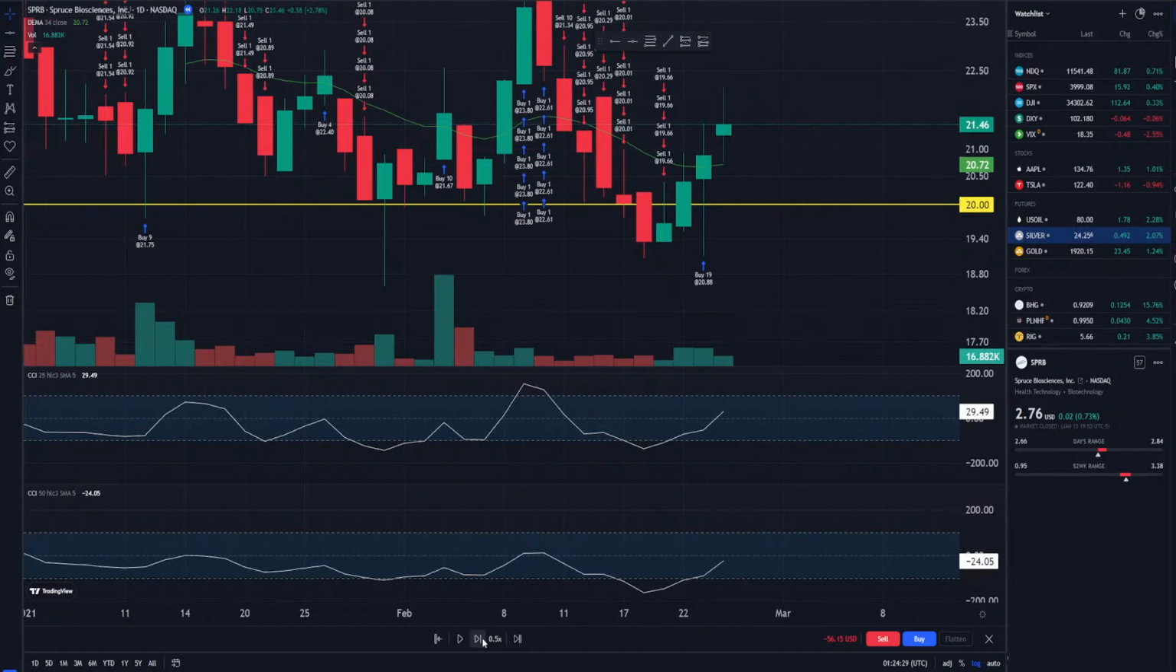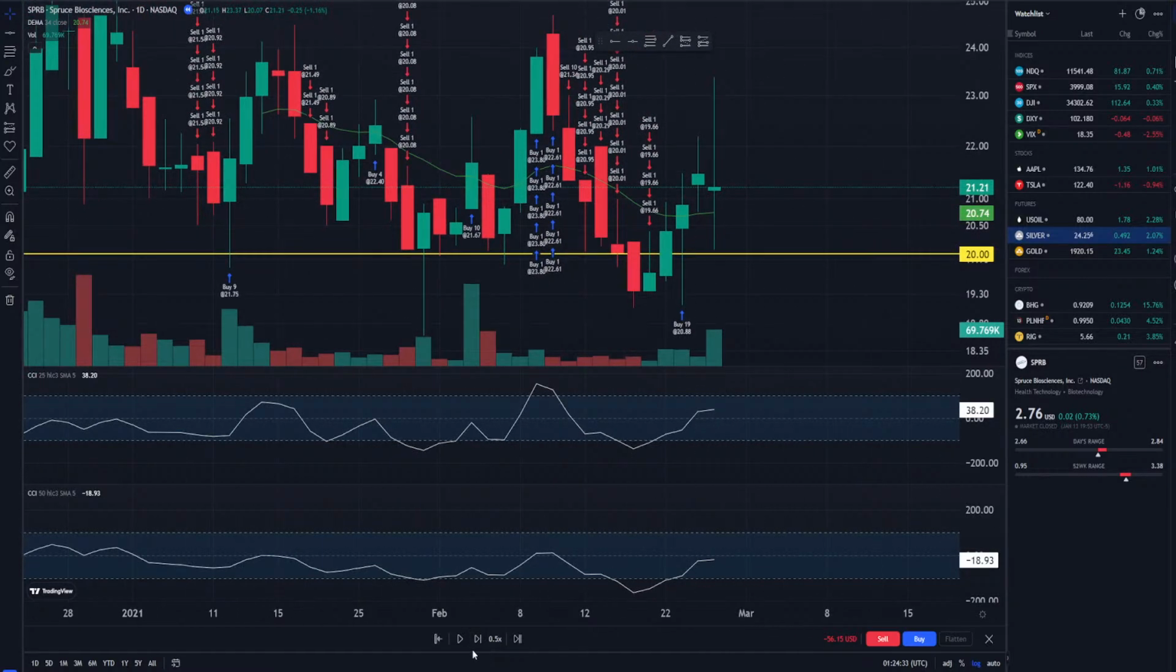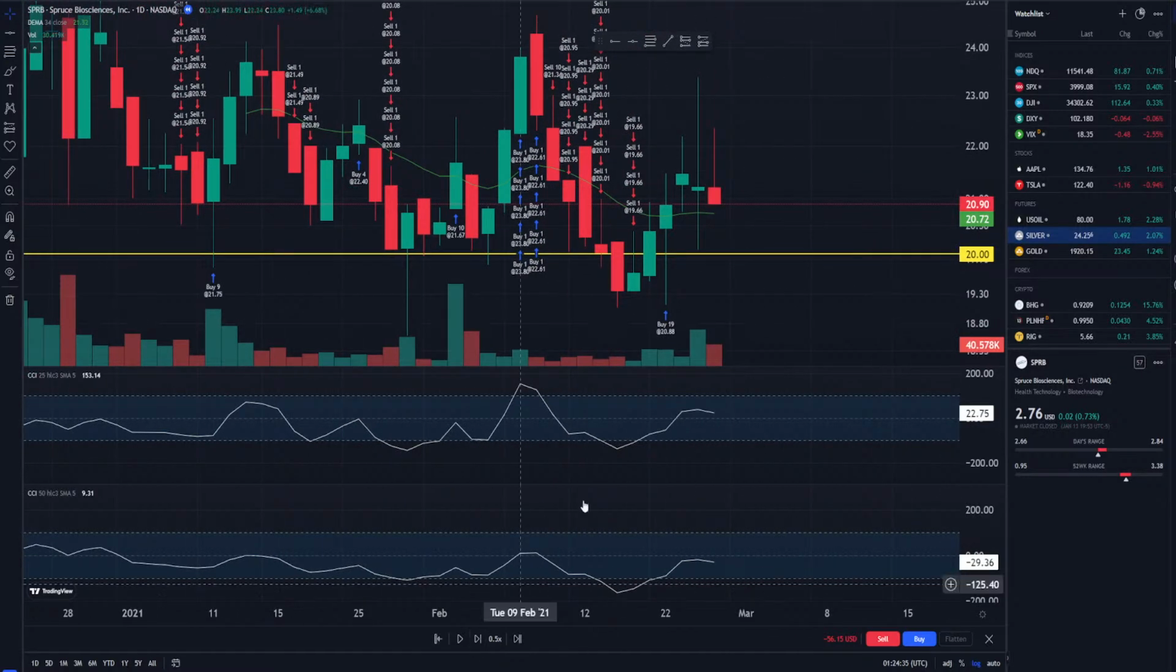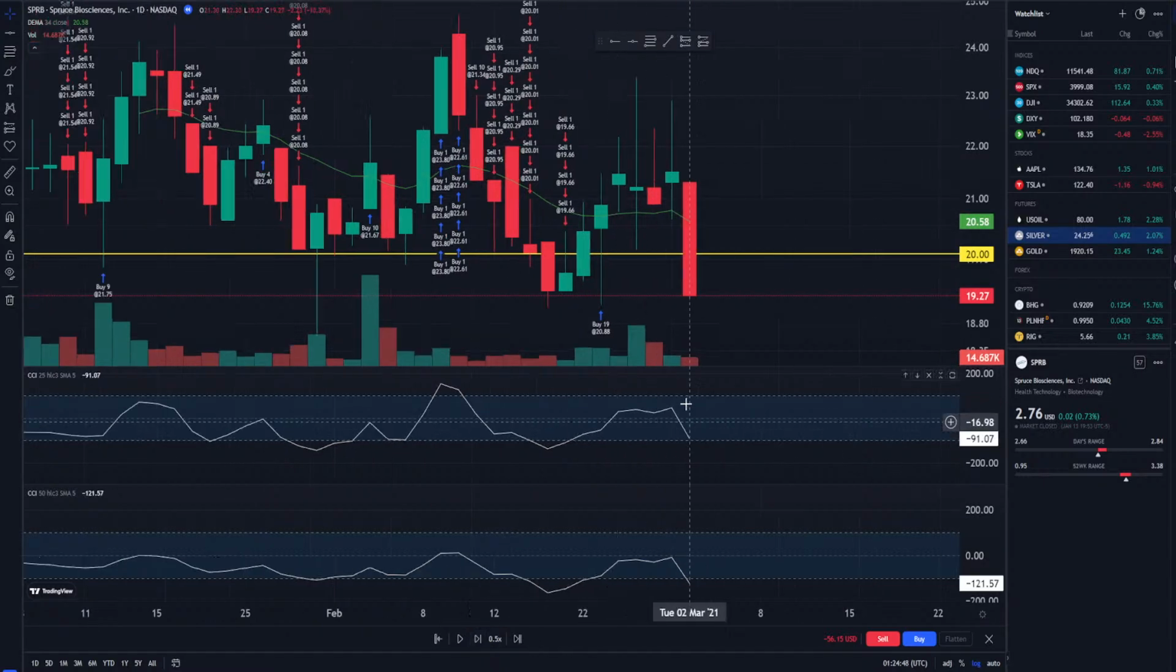Not positive yet. A lot of indecision right here. Still not positive. Still not positive. Now I could look to take the short if I wanted to. If this goes back negative and we cross over this EMA, we could go short. Not yet. And boom, we can go short on this candle.